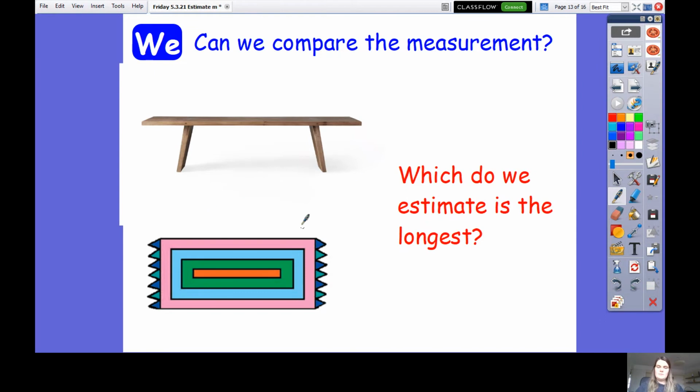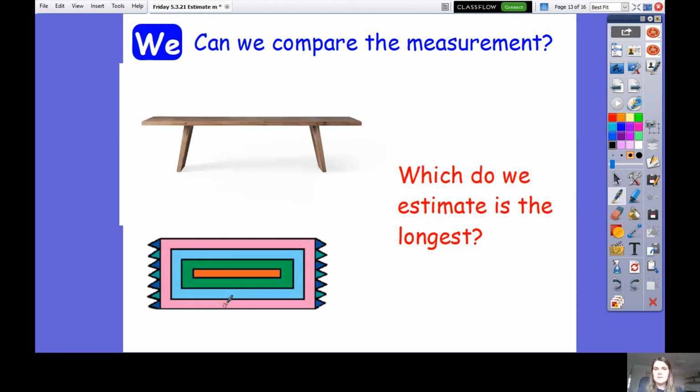Okay, let's think a little bit about length. Now remember, Miss Banfield had this rug and this table. Now yours might be different when you go to do your worksheet, but let's think about this table and this rug. Which do we estimate is the longest? What do we estimate might be the longest?